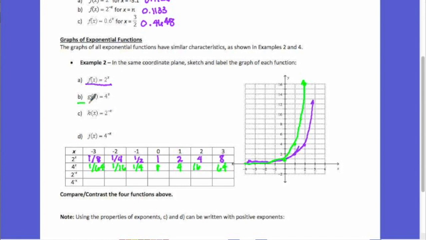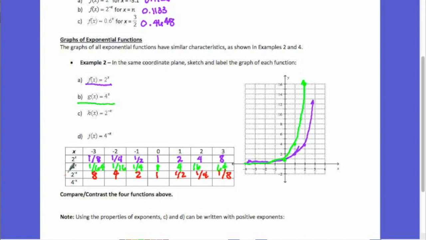So this guy was in green. The next one's going to be 2 to the negative x. So now if I plug in a negative 3 where the negative x is, a negative times a negative is a positive. So now we have 2 to the positive third, which is 8. We did those up here. So what did that negative end up doing to my graph? Because now all of these values have switched.